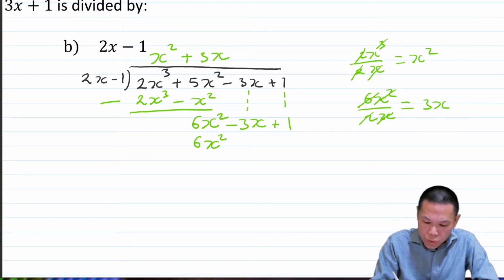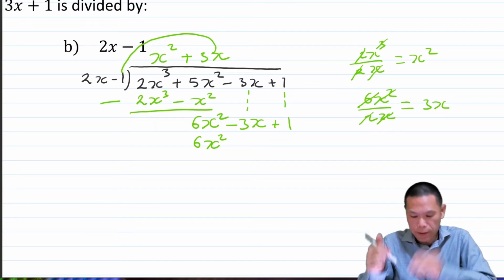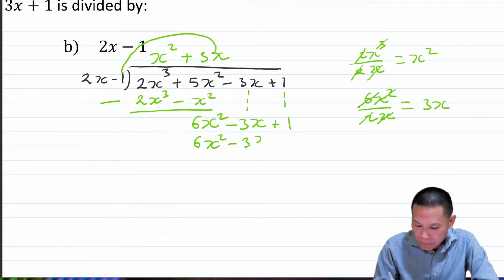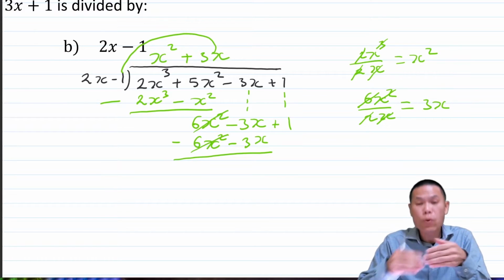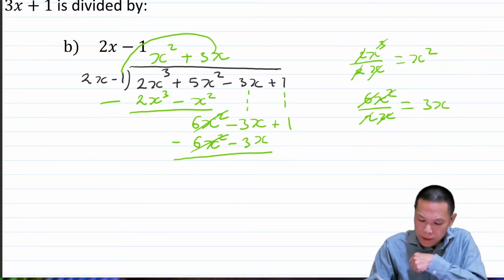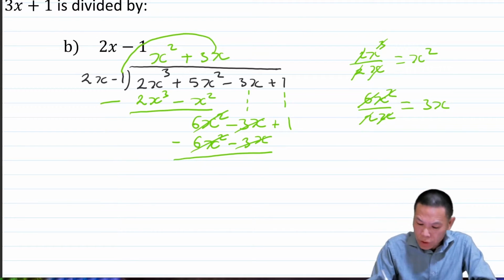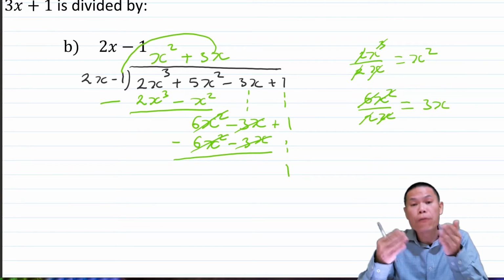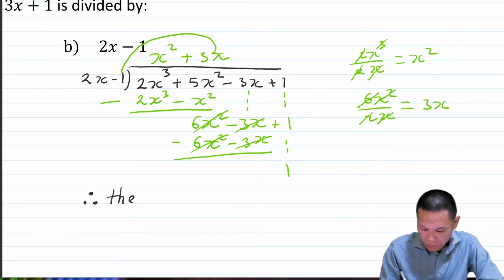Now I just go 3x times negative 1. So negative 3x. So I just minus it. So therefore 6x squared minus 6x squared cancels out. Negative 3x minus negative 3x, so it cancels out and leaves 1. So I just bring this 1 down. So therefore the remainder is 1.